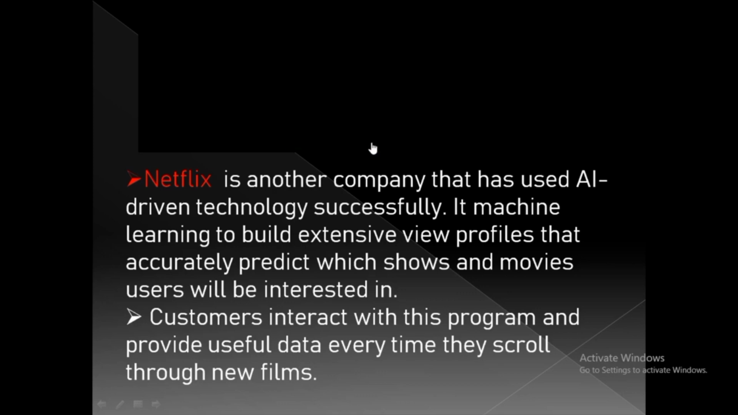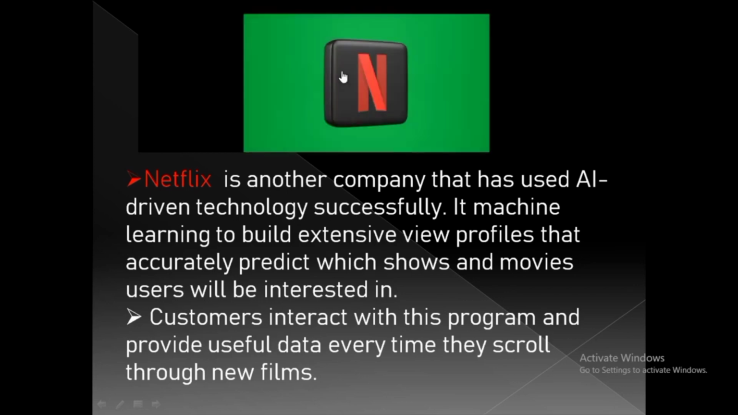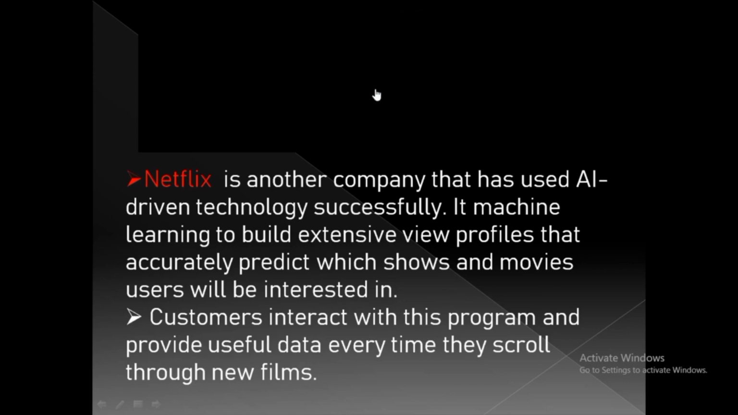Again, customers interact with this program and provide useful data every time they scroll through new films. Why? Because if you are scrolling through new films, the machine learning algorithm will analyze that they are interested in fiction movies or shows, so Netflix will start recommending the same shows to us. Similarly, YouTube works. If you are watching comedy shows, then you will always get recommendations of comedy shows on YouTube. Similarly for Amazon, and similarly for Facebook posts. So these are the areas where companies or businesses are using machine learning algorithms to grow.